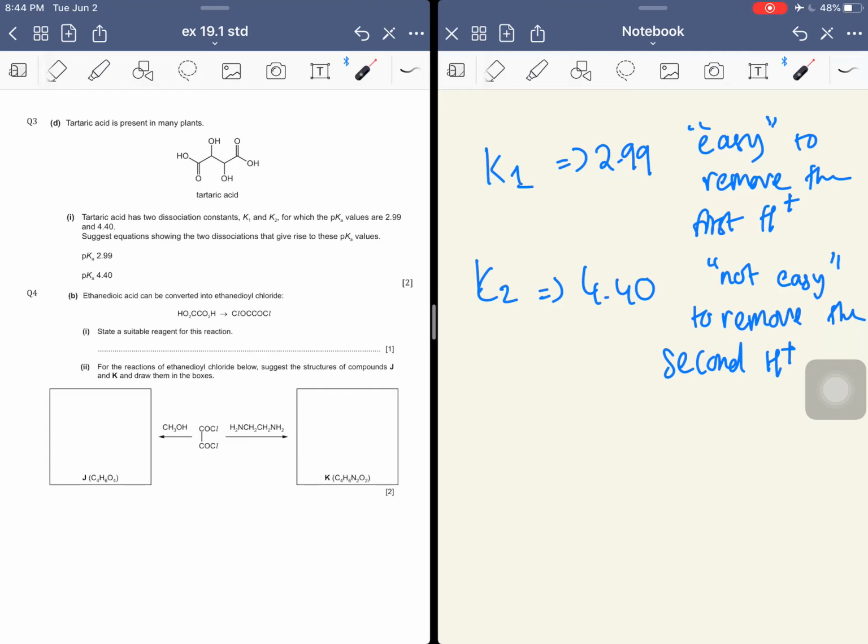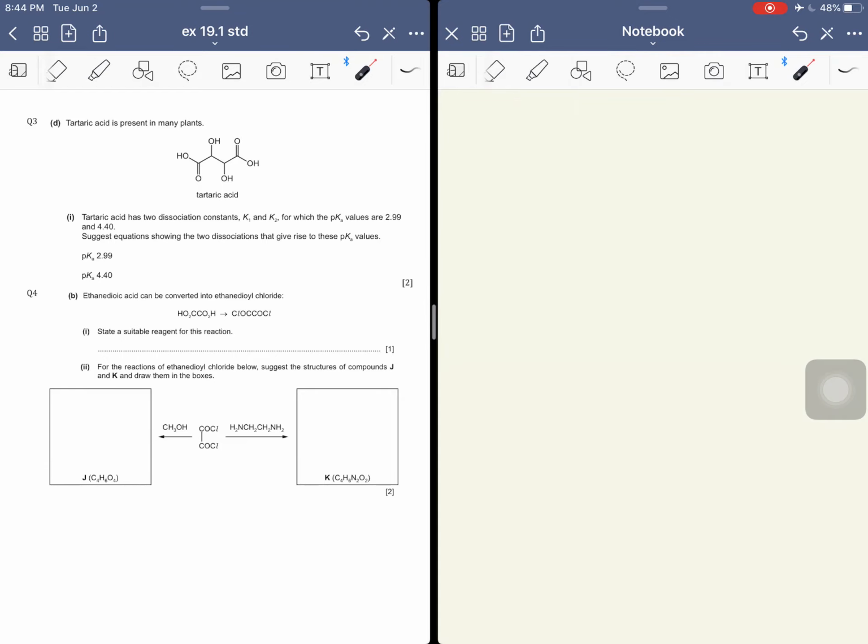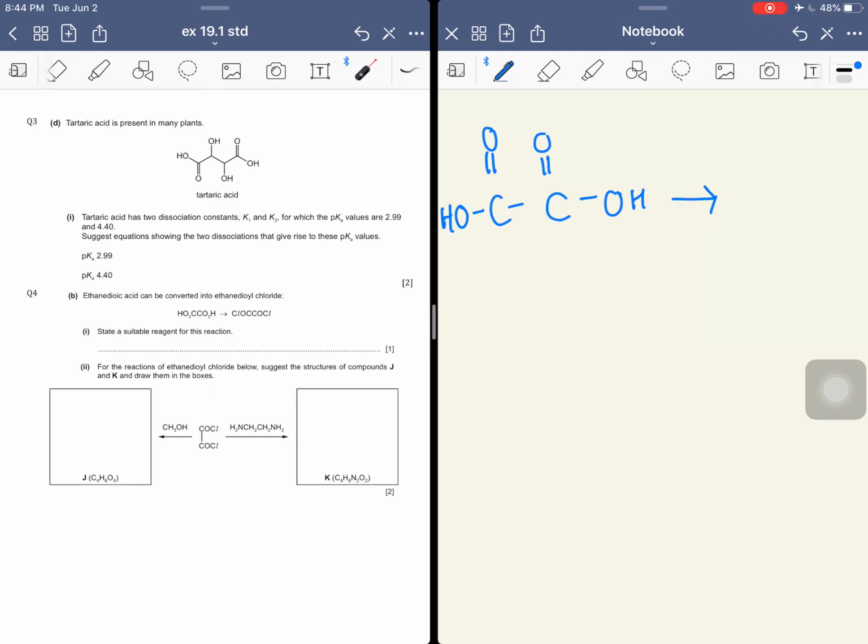Question 4 is not too bad as well, but I'll draw it out for you just in case you cannot see it. COOH, COOH. So this is again a dicarboxylic acid, and you want to convert it to an acyl chloride. So this is a diacyl chloride. You have changed the OH to Cl on both sides. So you need to find a suitable reagent for this reaction. You know how to convert carboxylic acid to an acyl chloride. Please look it up in your notes.